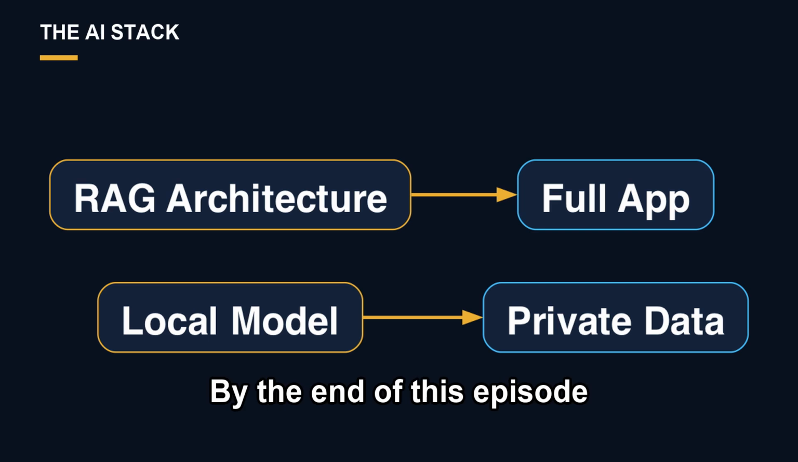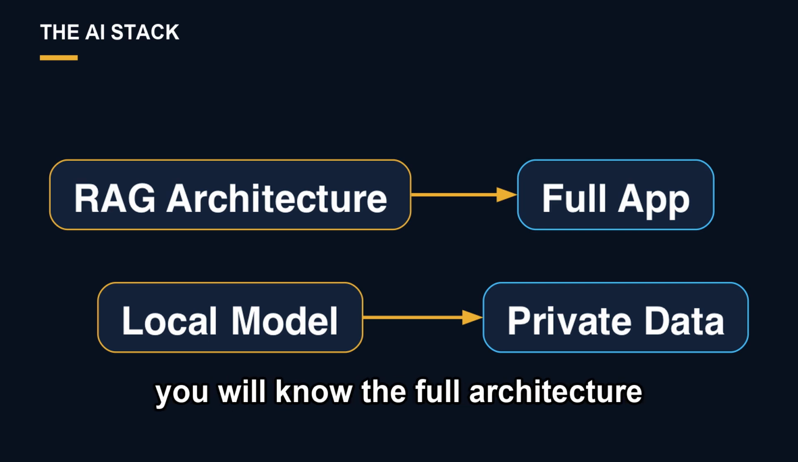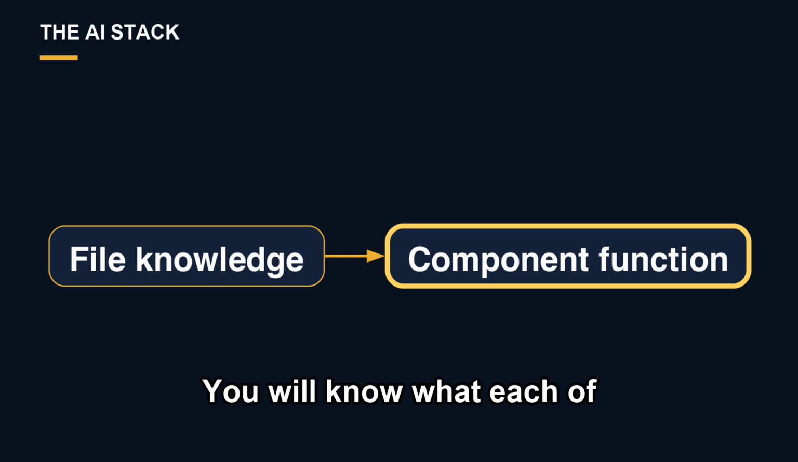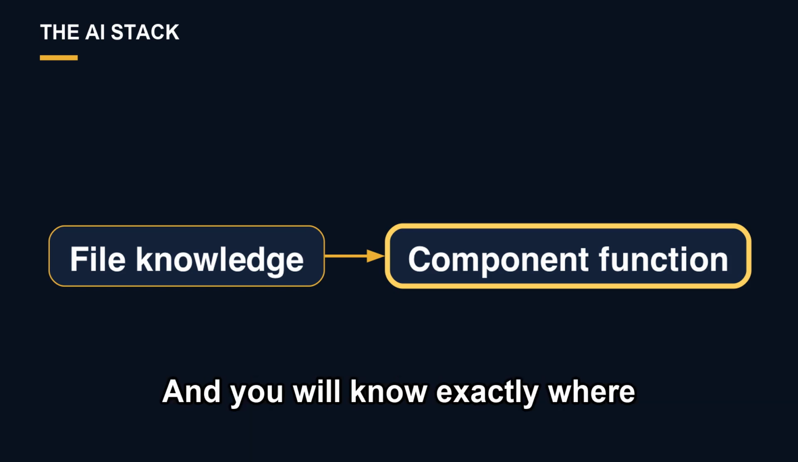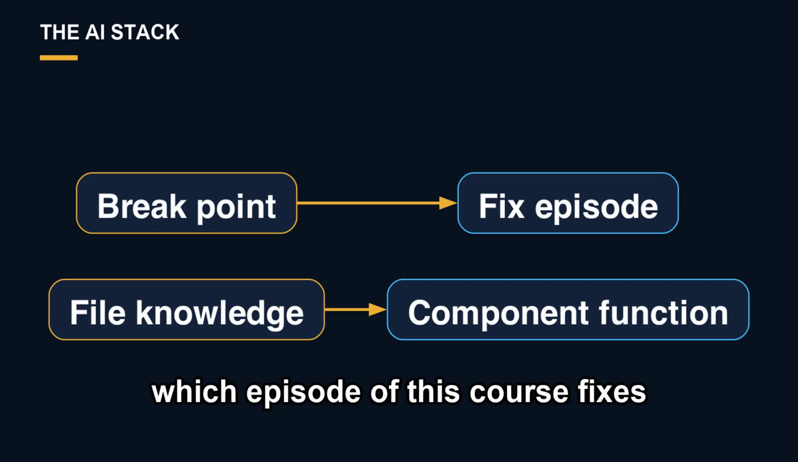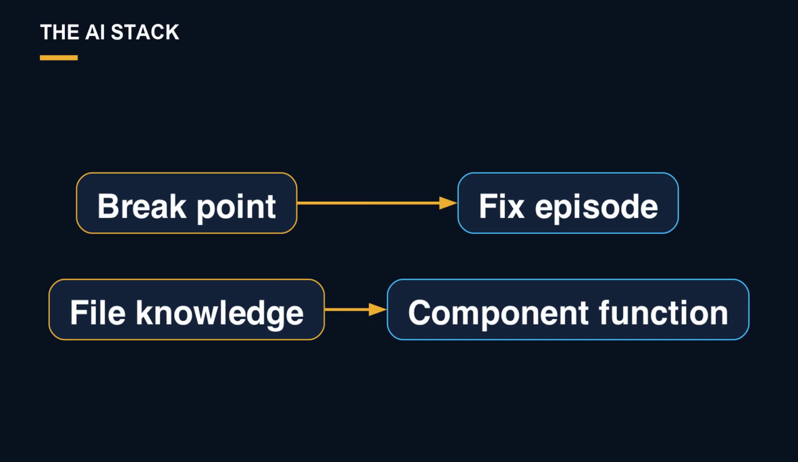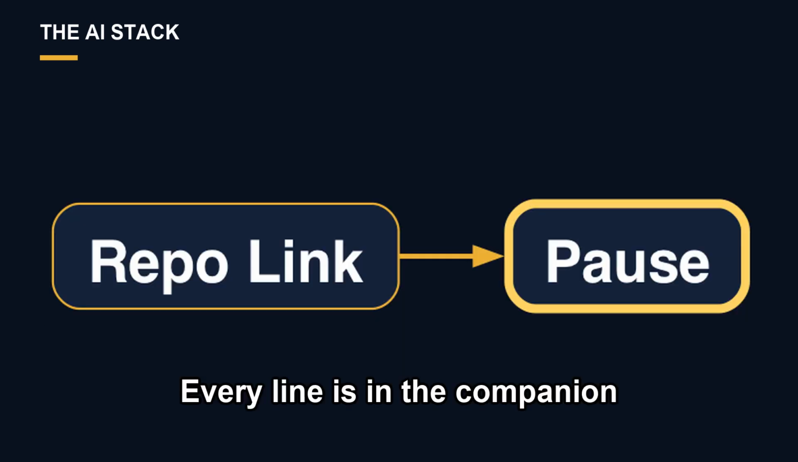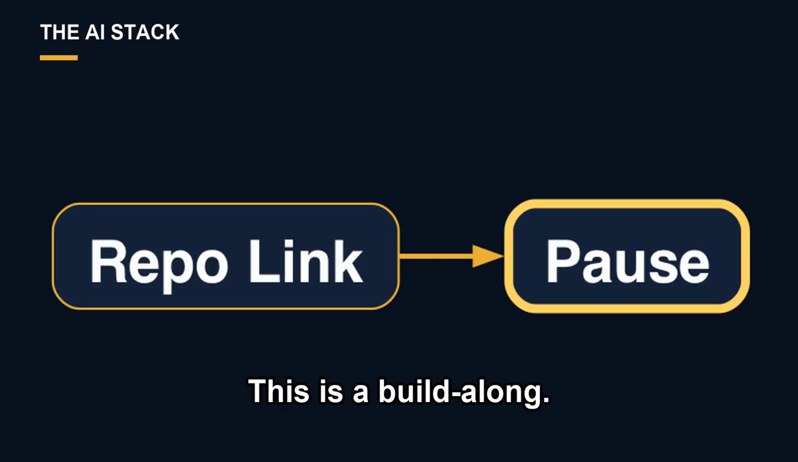By the end of this episode, you will know the full architecture of a real RAG application. You will know what each of its 4 files does and why. And you will know exactly where it will break first and which episode of this course fixes each break. Every line is in the companion repo linked below. This is a build-along. Pause, run, continue.